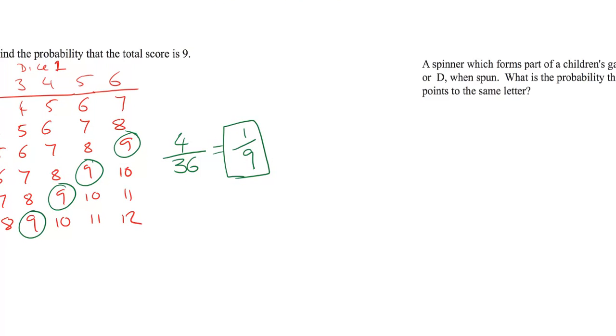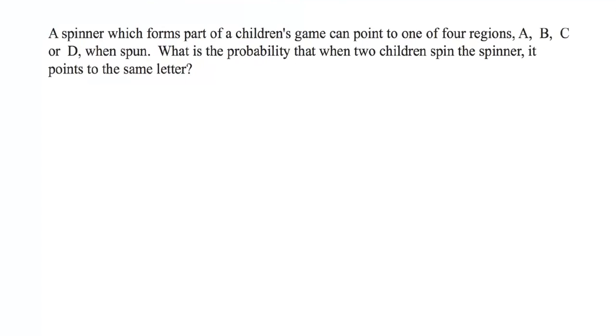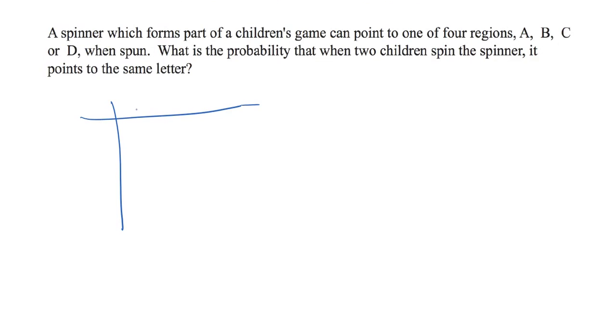Okay, let's consider another question. A spinner which forms part of a children's game can point to one of 4 regions, A, B, C, or D, when spun. What is the probability that when the two children spin the spinner, it points to the same letter? So our sample space diagram in this case will look like the following: A, B, C, D, A, B, C, D. Maybe this is child 1, maybe this is child 2, doesn't matter.